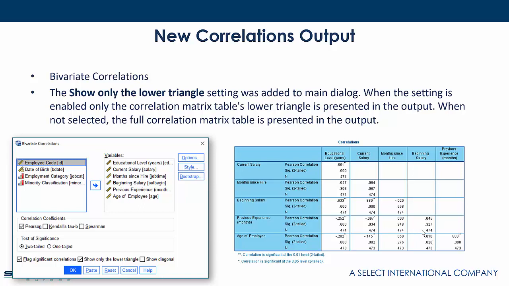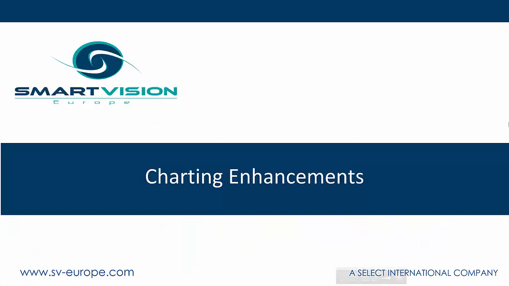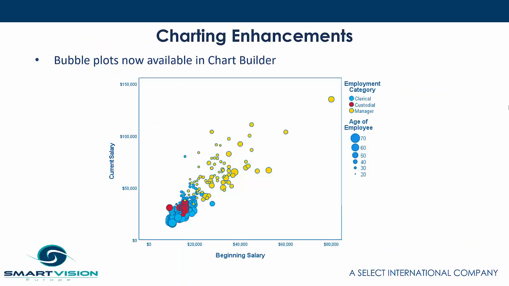So showing only the lower triangle is a nice enhancement. A few additional bits of functionality have been added to the chart builder dialog. So you can now, for example, build bubble plots. Bubble plots were only previously available through the GPL syntax. They are associated, of course, with scatter plots, where you're adding in a 4th field.